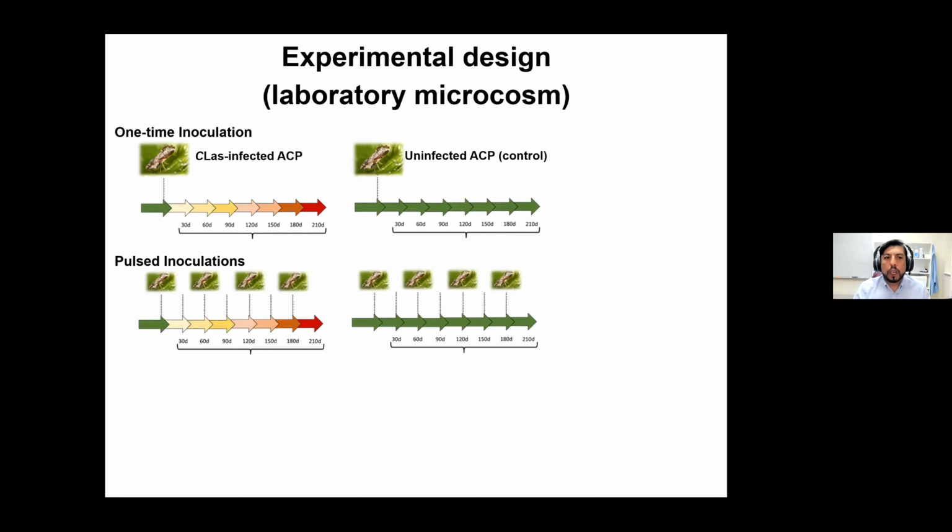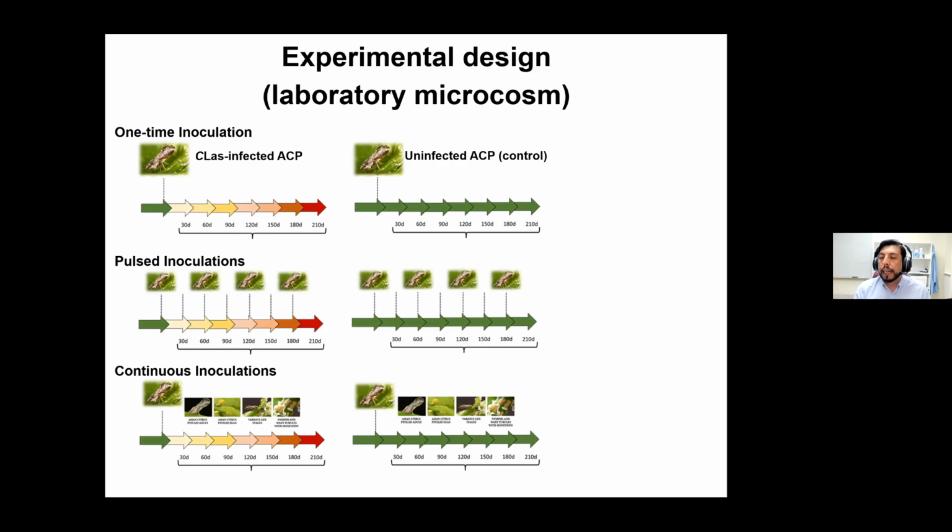Then we did the pulses inoculation, in which we repeat the same inoculation access period of 7 days each month, and we did it on both. And finally, there is the continuous inoculation, which you can think of as the super infestation, or super infection, in which we compare both and see what happened. So we put insects on the plants and we keep them always; the insects were continuously reproducing on these plants.